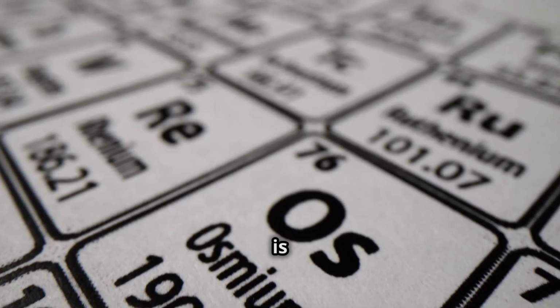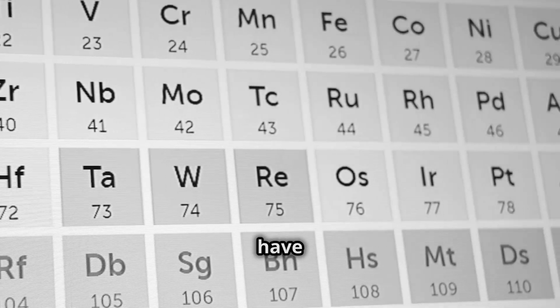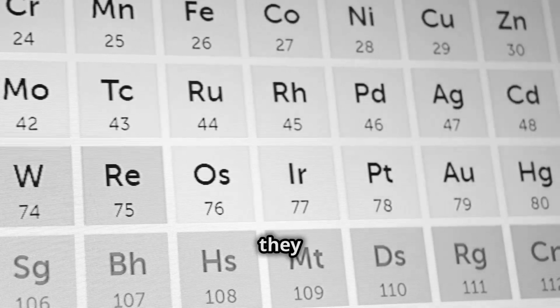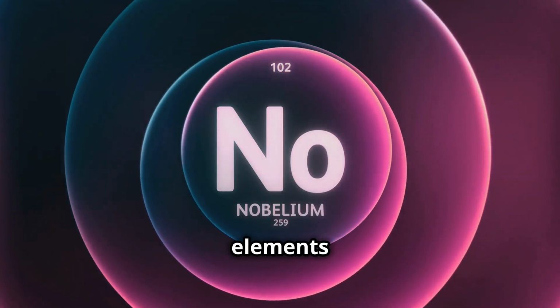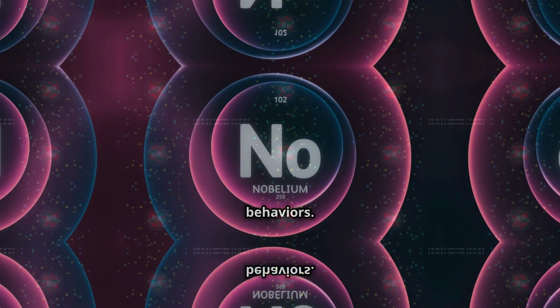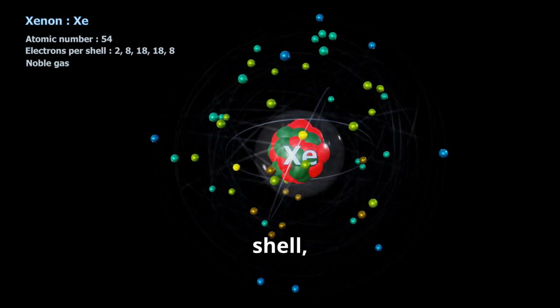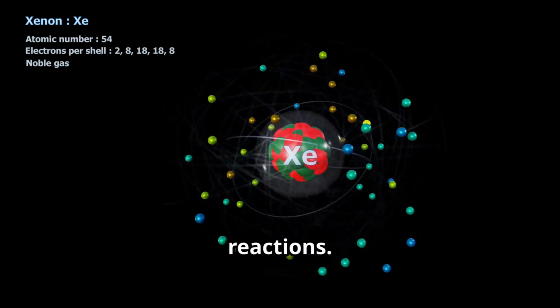The periodic table is arranged according to electron configurations. Elements in the same group have similar configurations, meaning they have the same number of electrons in their outermost shell. This is why elements in the same group, like the noble gases, have similar chemical behaviors. The electrons in the outermost shell, known as valence electrons, play the most significant role in chemical reactions.